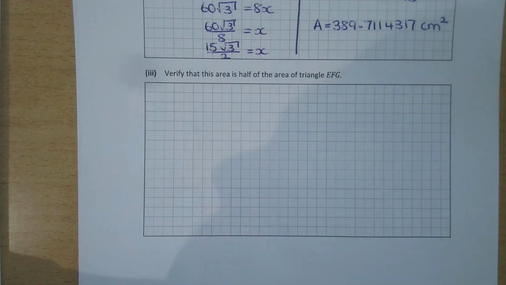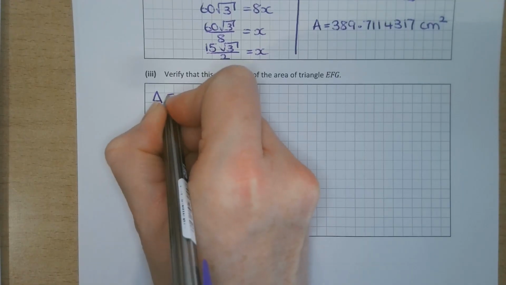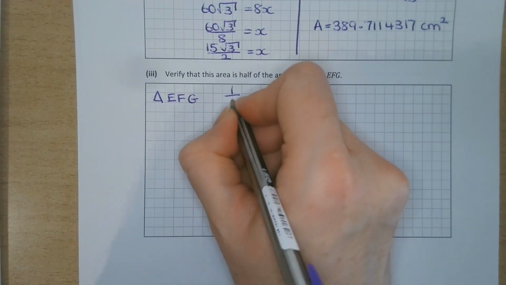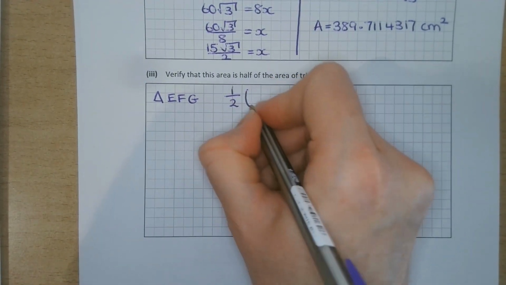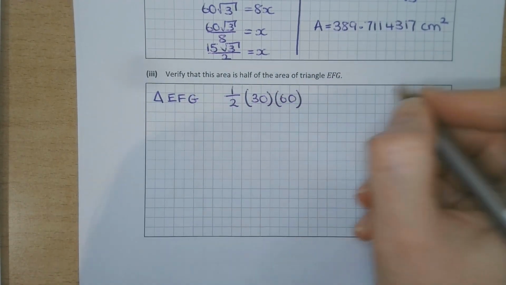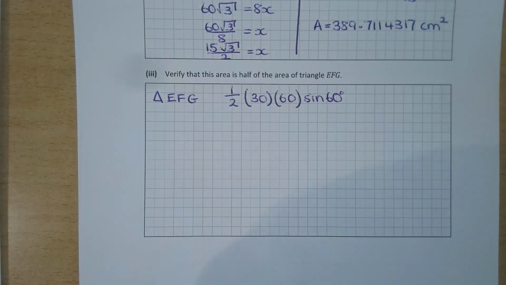Part 3, the last part of this question, asks me to verify that this area is half the area of the triangle EFG. There are many different ways that you could attempt this question. The way I would look at it is, can I get the area of the triangle EFG? Again, many different ways that you might attempt that. I'm going to use the half ab sine C formula. So I have a side length of 30 and a side length of 60, and I have an angle of 60 in between. So I'm just going to use that.